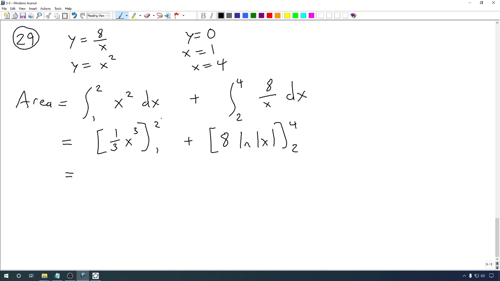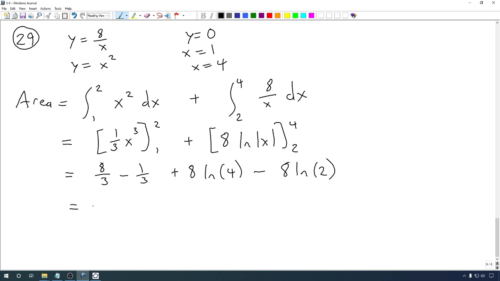Go ahead and plug in our limits. Remember, plug in the top limit first. When we plug in 2 here, 2 cubed is 8, so we end up with an 8/3. Then we plug in 1, we just get a 1/3 that we subtract. Over here, we plug in 4. Not really any simplifications there, other than we don't need the absolute values, so we get 8 times the natural logarithm of 4 minus 8 times the natural logarithm of 2.